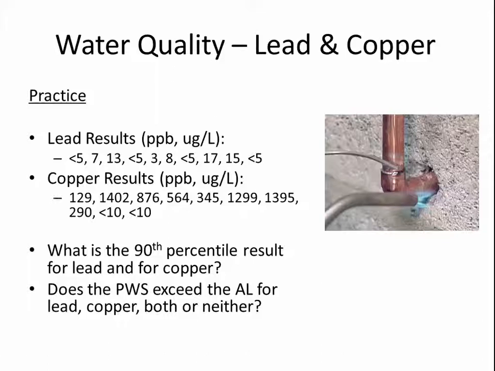For copper, we've got 10 samples as well, and 10 times 0.9 is 9, so we're looking for the 9th highest. The highest I can see is 1,402, and the 9th highest is 1,395. So the action level for copper is 1,300, and you're at 1,395, so this is over the action level for copper, and so there's going to be action that the system is going to have to take.